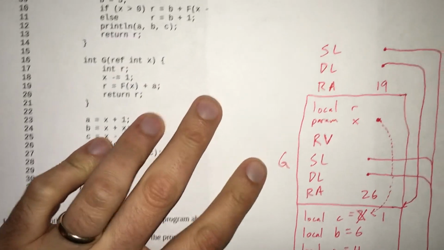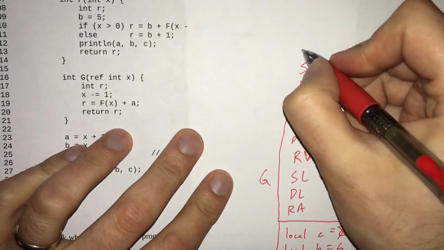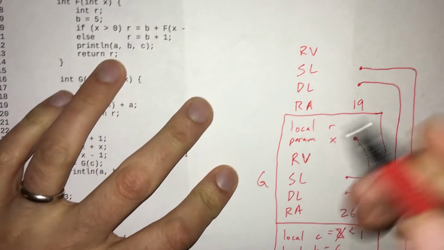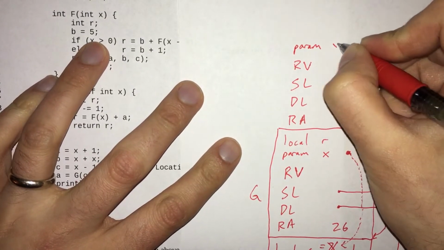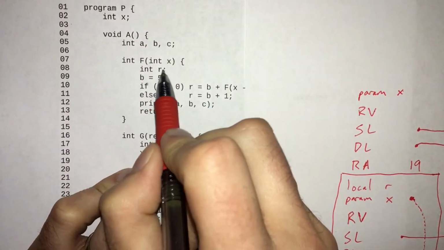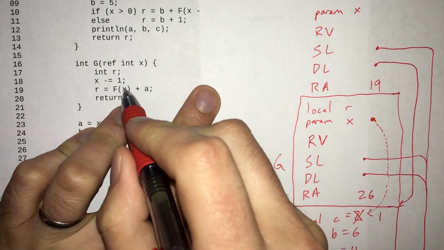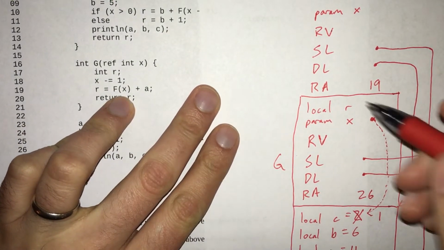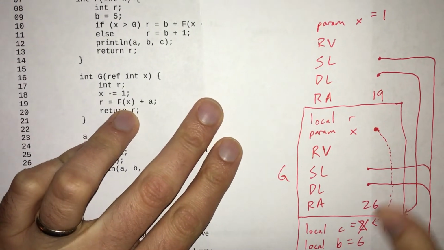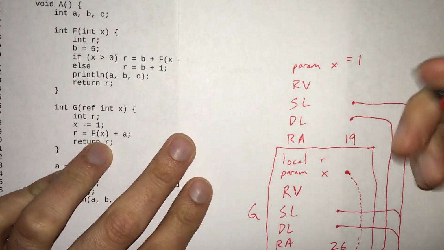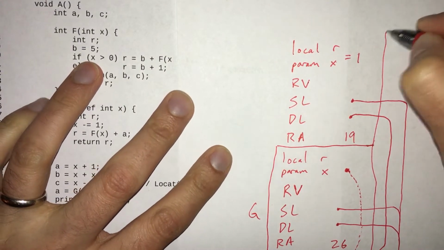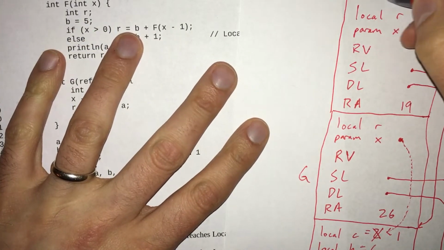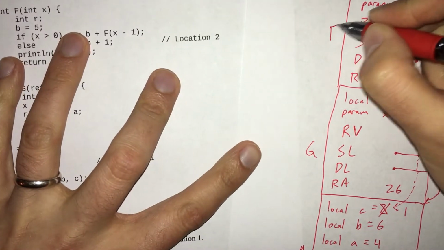Okay, cool. We need a space for a return value because F is a function. We have one parameter, which is X, and this is not a reference parameter, so that means that we copy whatever is being passed in here. So it's X, which is currently valued at 1. So that's our parameter value. And then we'll have a local variable r. So this is our stack frame for f.